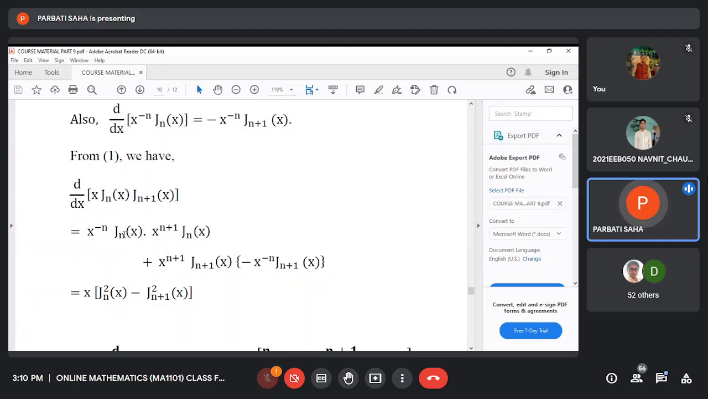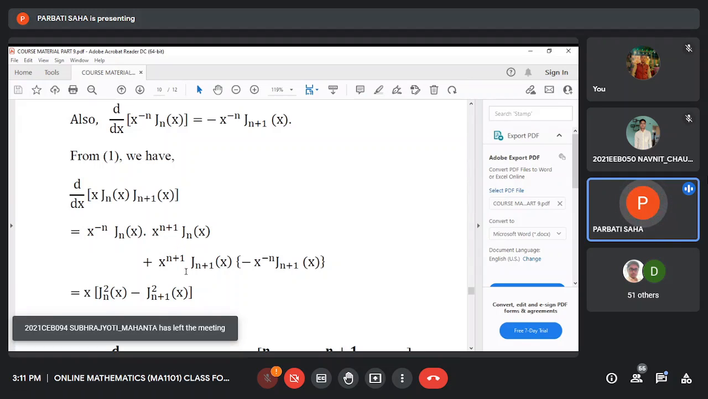And now we simplify Jn x into Jn x, Jn square x. And x to the power n plus 1 minus x means x only. So we take x common, and now it is Jn square x minus Jn plus 1 square x, like this.